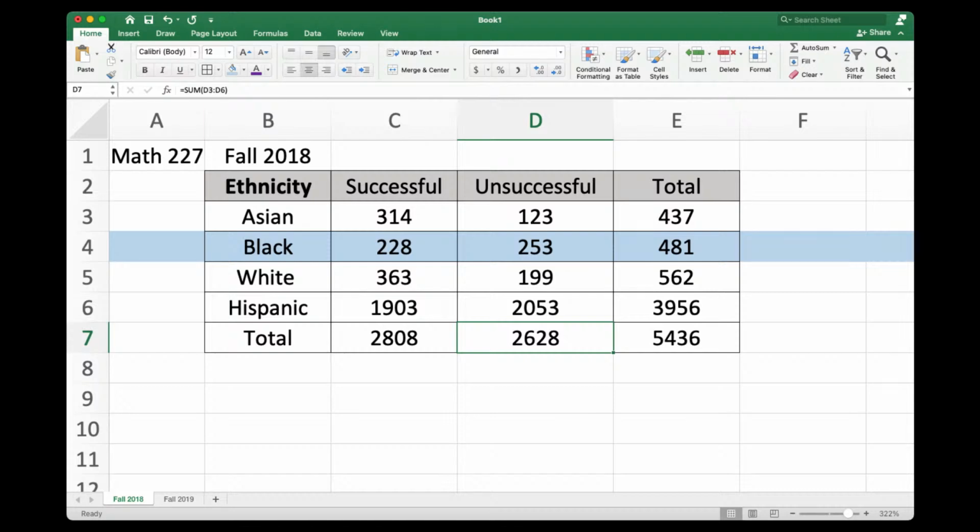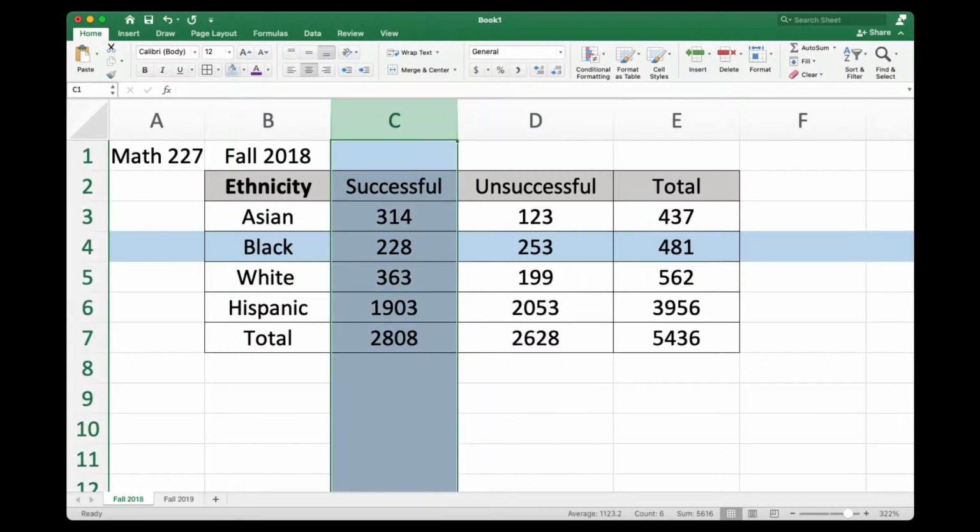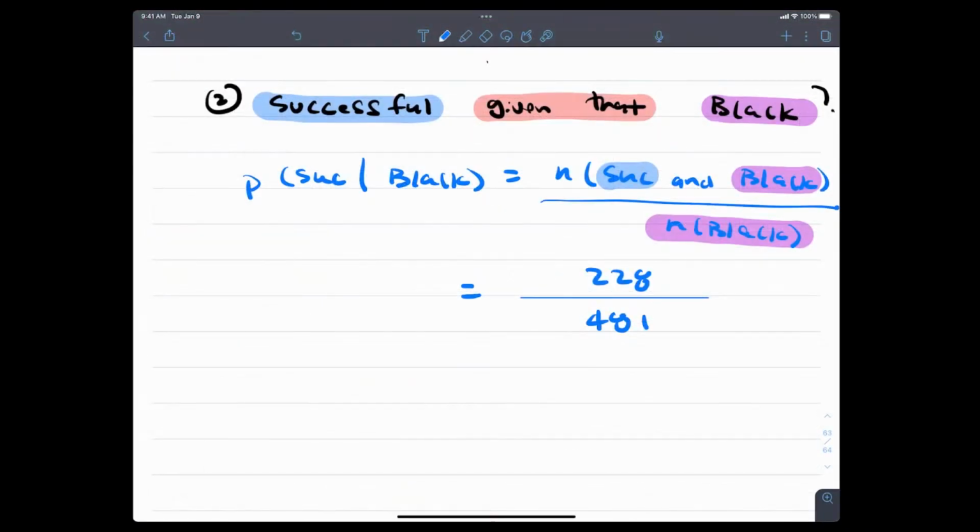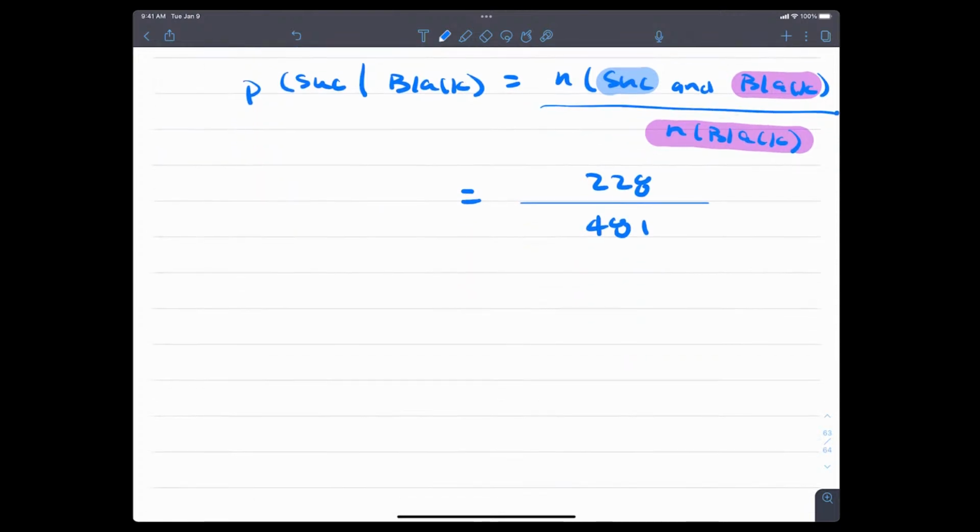Okay, of the Black students, how many were successful? 228. Okay, you guys got that there? All right, now let's see what this means here. All right. 228 divided by 481. Let's see what the TI says.